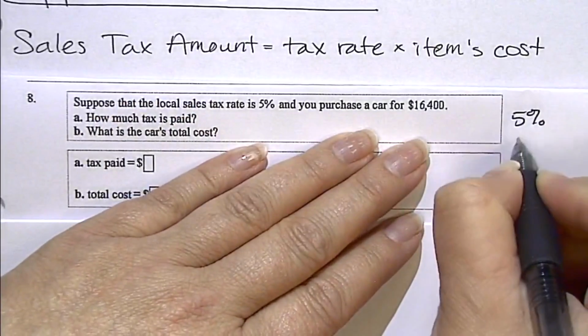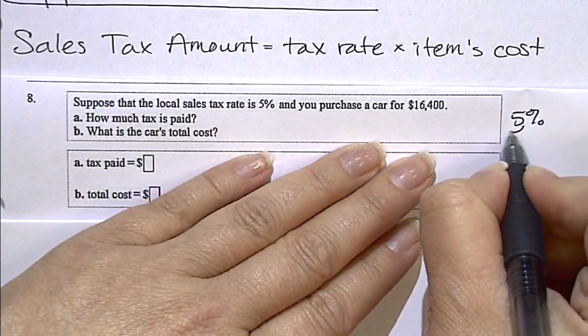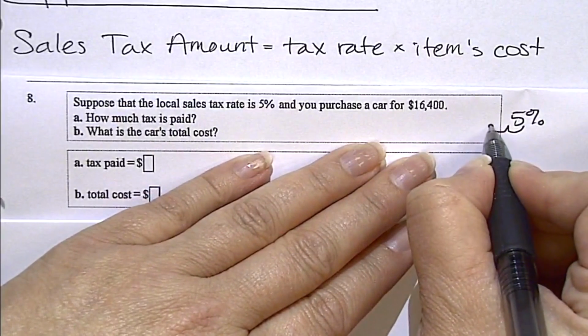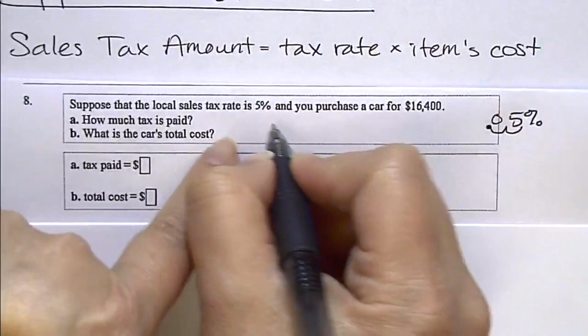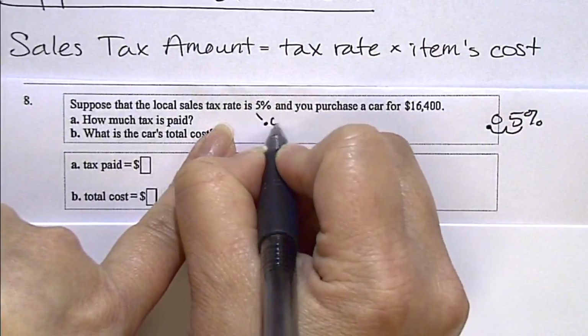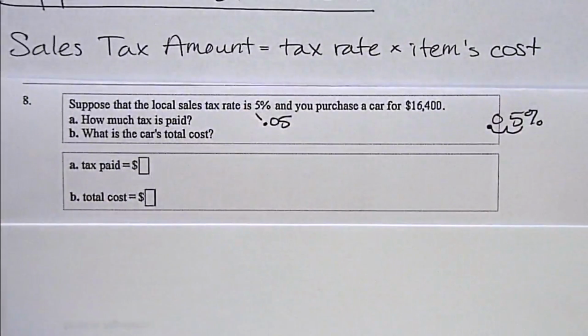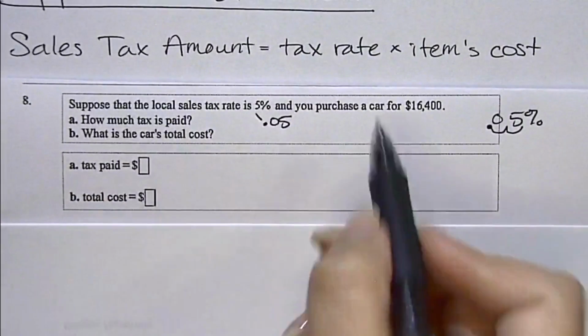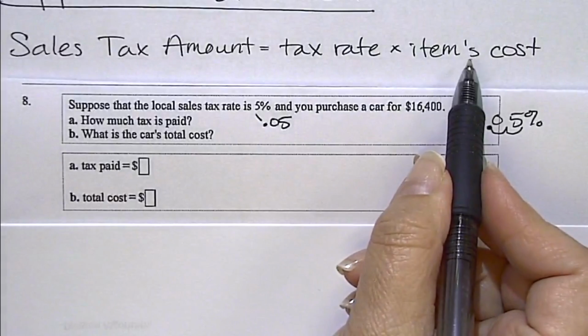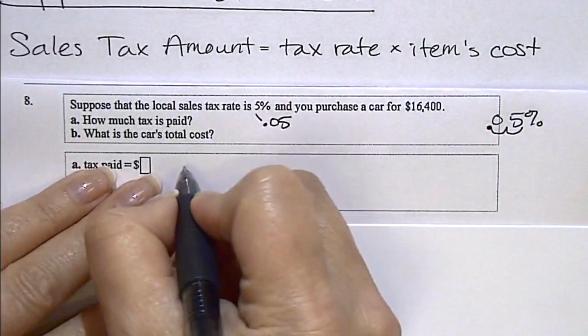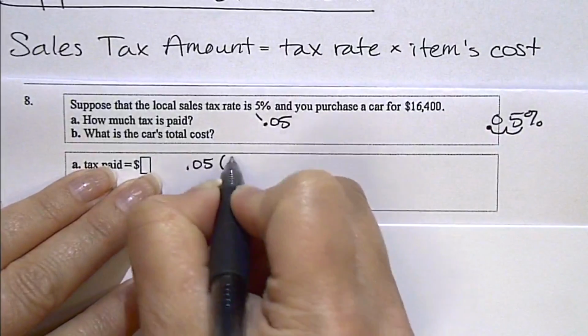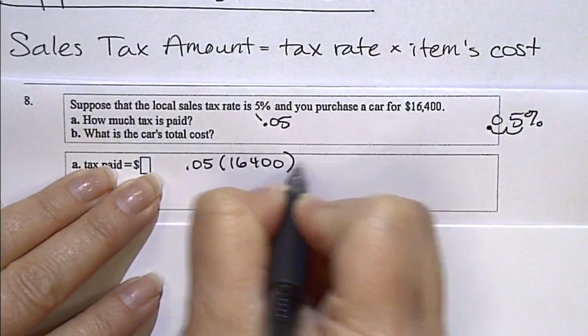Okay, and this is the tricky one when it's a single digit. You still have to move your decimal 2 places to the left, so you're going to have that 0 in there. So 5% is the same as 0.05. And then you just take that rate and multiply it times the cost of the item to find the tax. So 0.05 times 16,400.